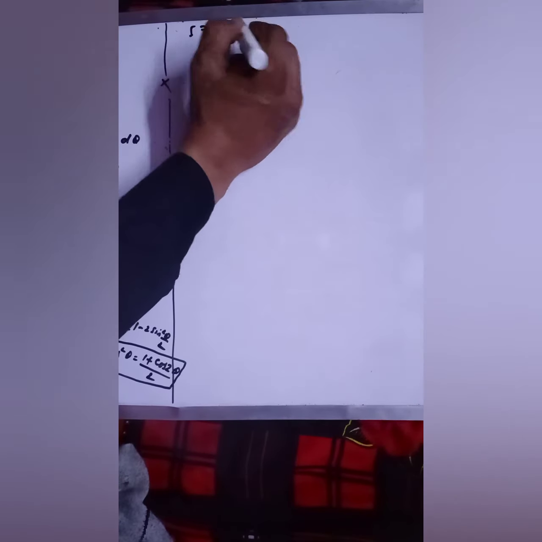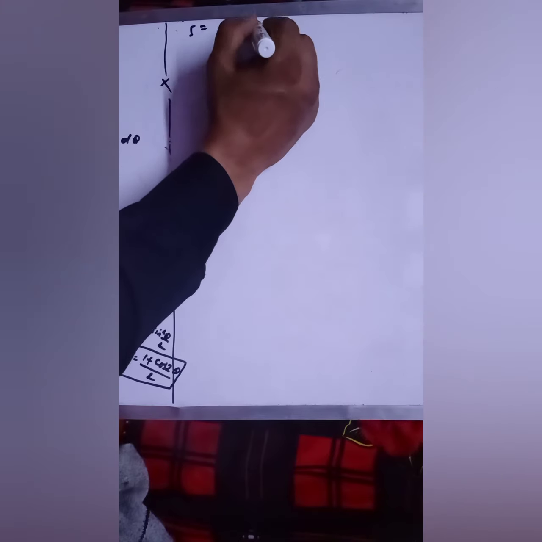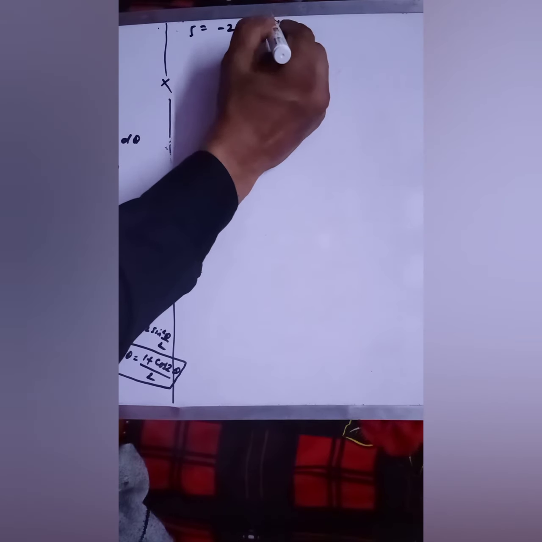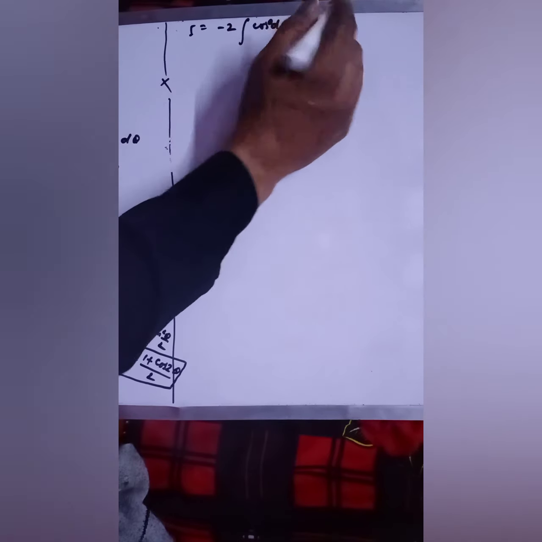So your I equals minus 2 integration cos theta d theta.